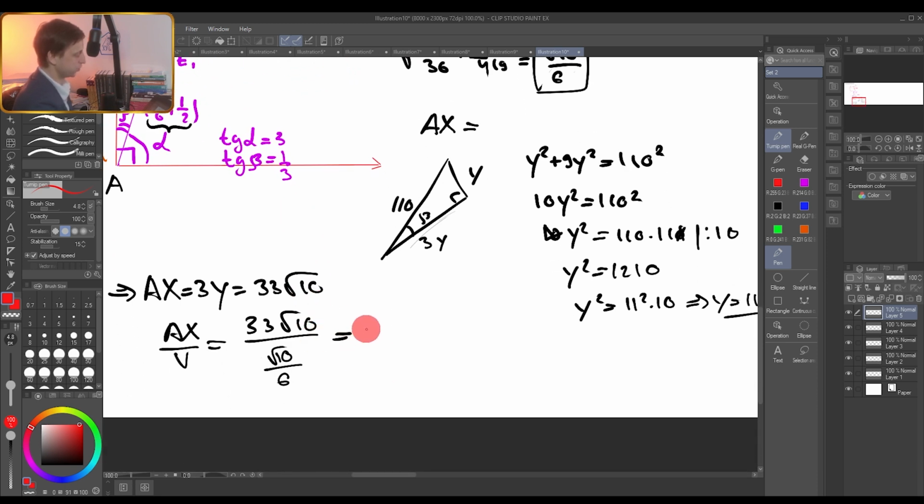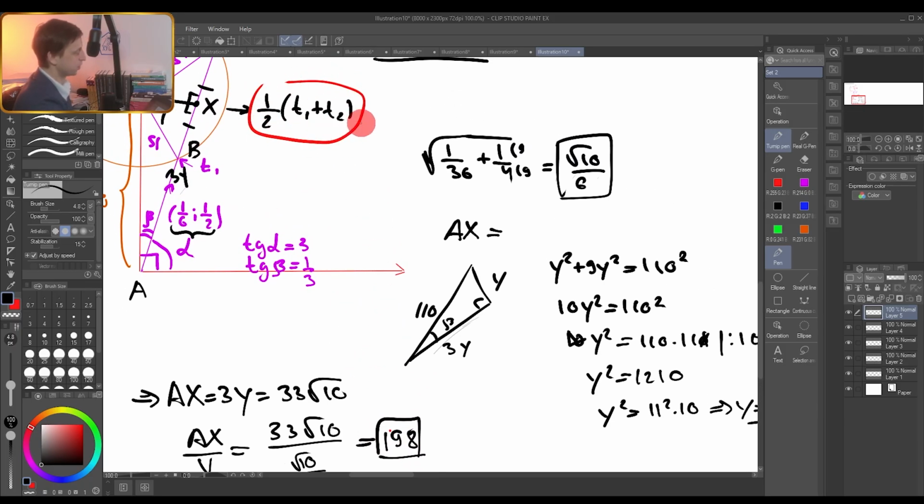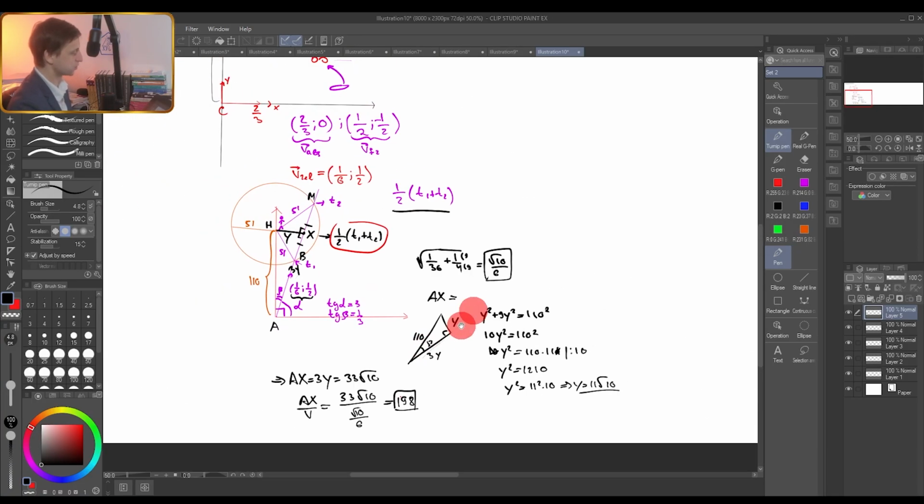And after that, we will get the result 198. 198 is the correct answer. So this number is 198. And it is the answer for our problem.